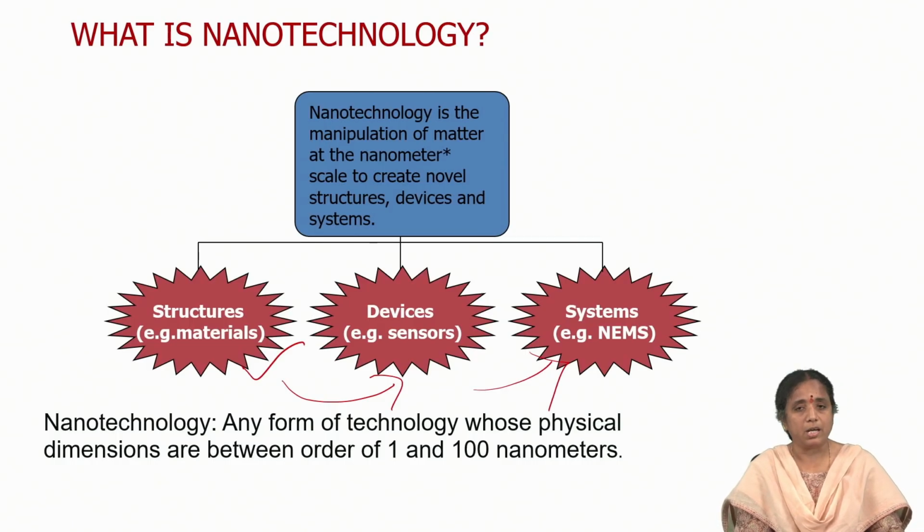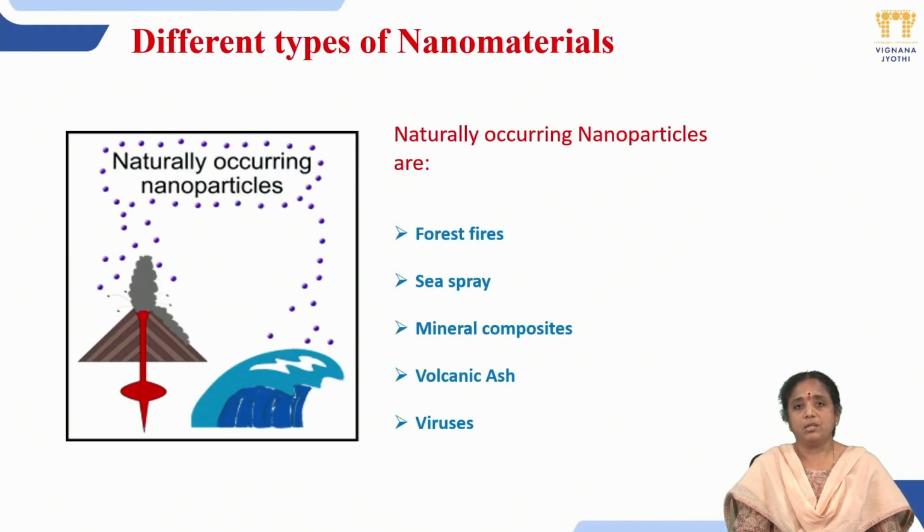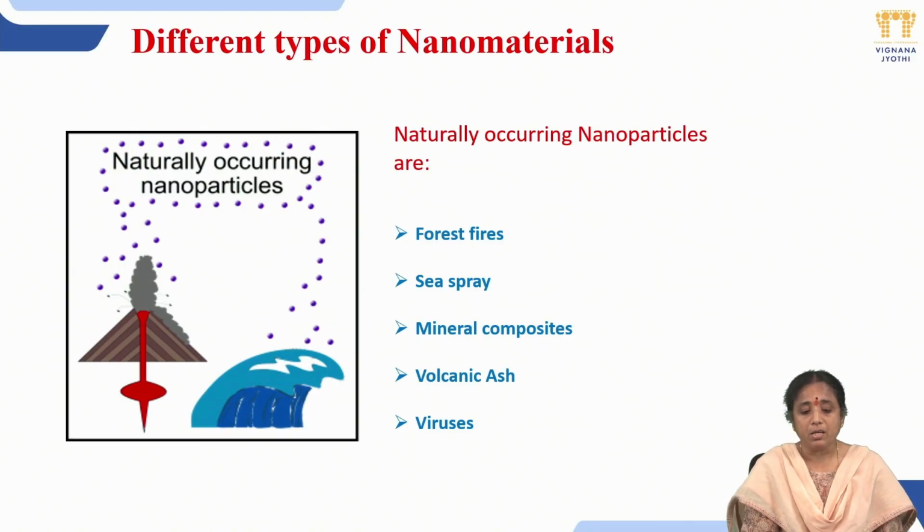So this is the nanotechnology. Now coming to the nanomaterials. Different types of nanomaterials are present across the globe. In that, some are naturally occurring, some are engineered materials. Coming to the naturally occurring nanoparticles, usually by accident or by chance, whenever we are doing some kind of work, you can observe these nanoparticles in forest fires, in sea sprays, mineral composites, in volcanoes.